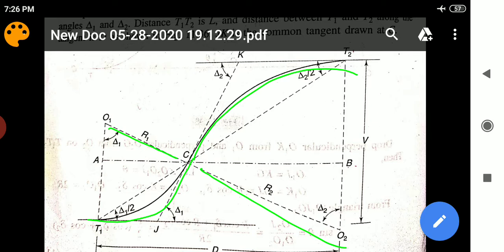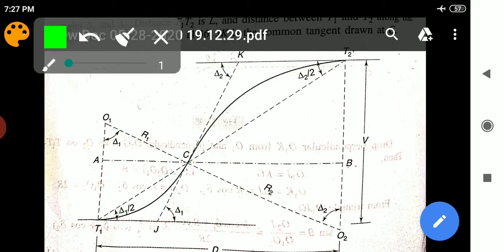Reverse curves are used when either the two straights are parallel or the angle of intersection is too small. If the angle of intersection is too small, or else either the two straights are parallel. See here, two straights are parallel. This is nothing but the reverse curve parts. Okay. Reverse curves are used in hilly terrain and in railway sidings as crossovers.